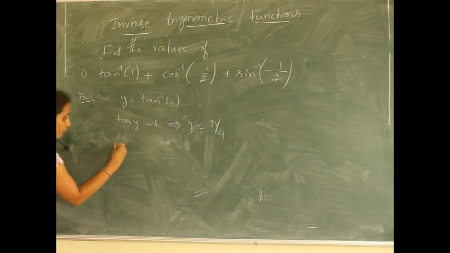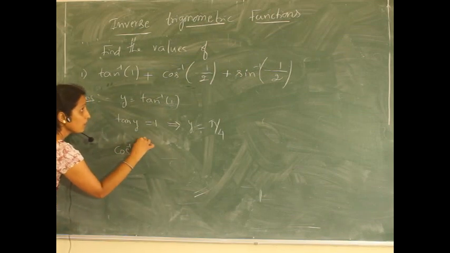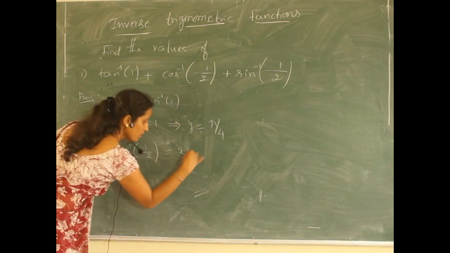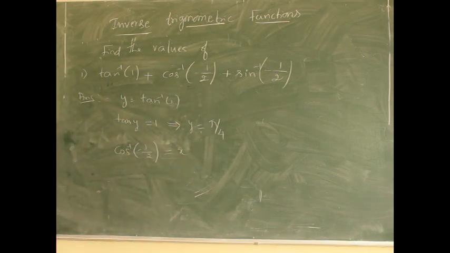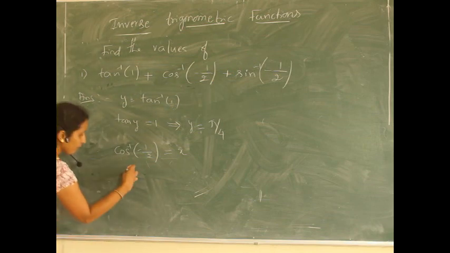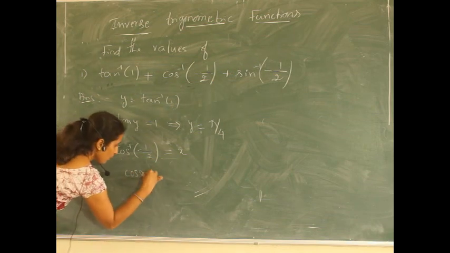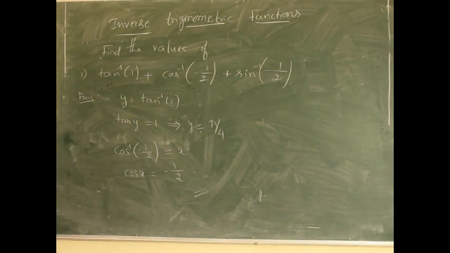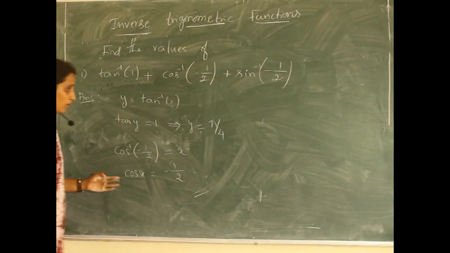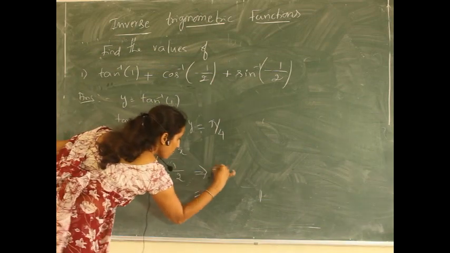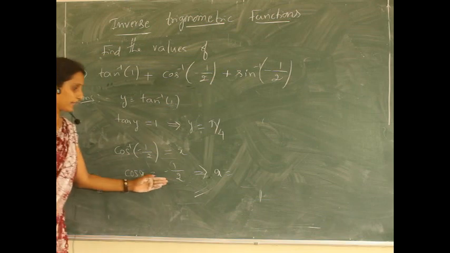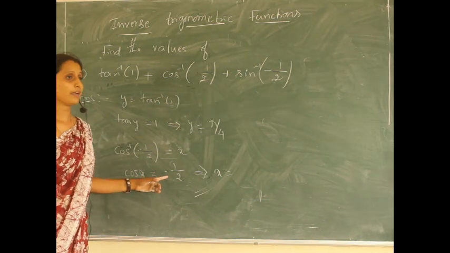Next one, cos inverse of minus half equal to x, we can consider. Then cos x is equal to minus 1 by 2. This implies x is equal to what? Cos x is minus half.